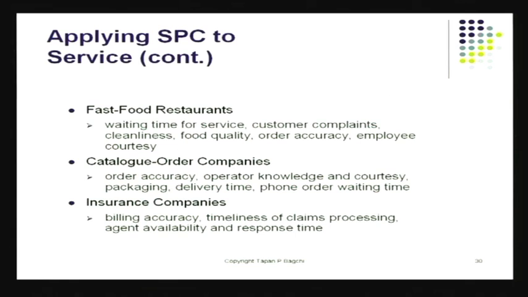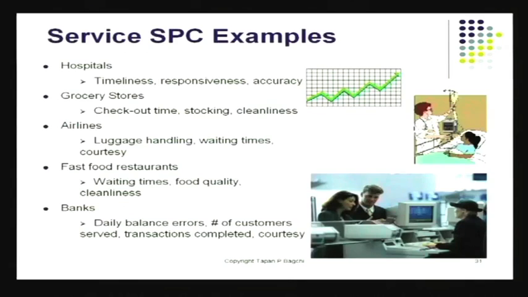Fast food restaurants, a lot of things are there. Again, waiting time and so on. So, you can actually see as you go along, services also provide a lot of opportunities for quality control. And those also could be done using control charts. So, airlines could plot charts, and grocery stores could also produce charts.